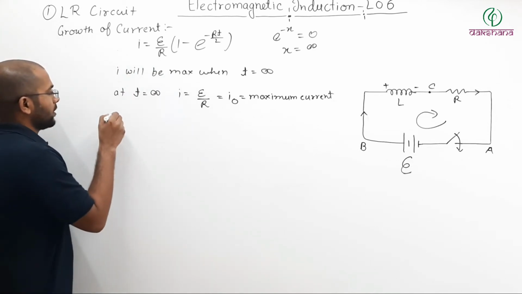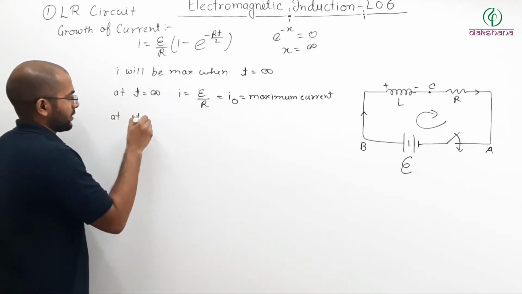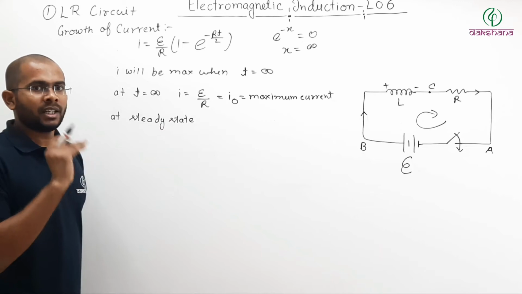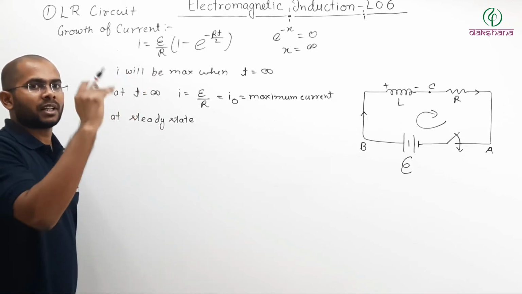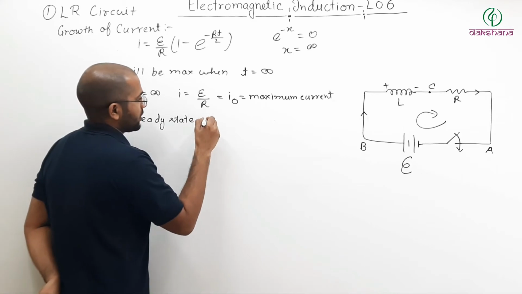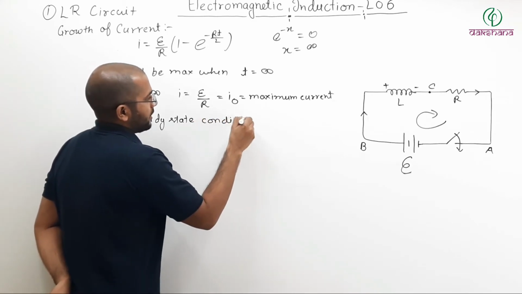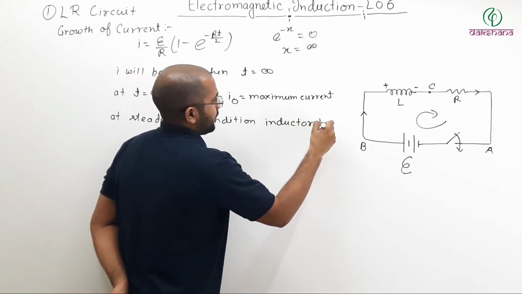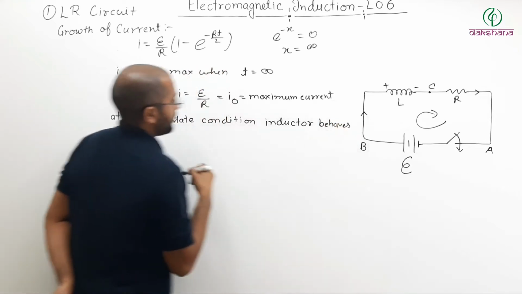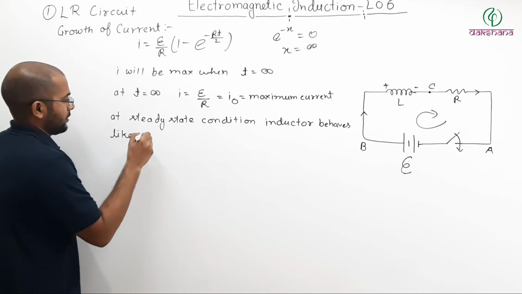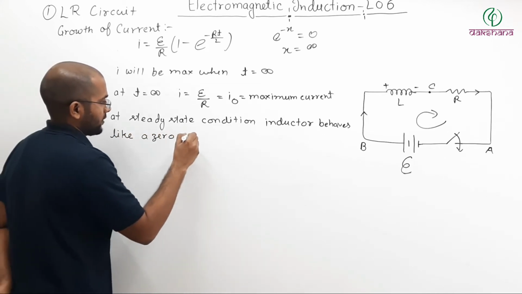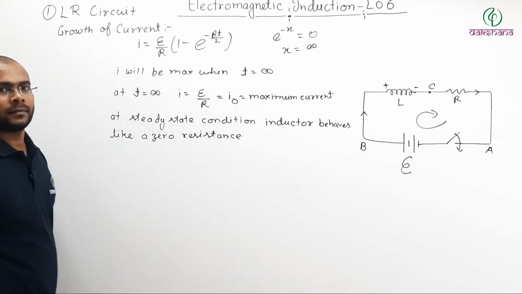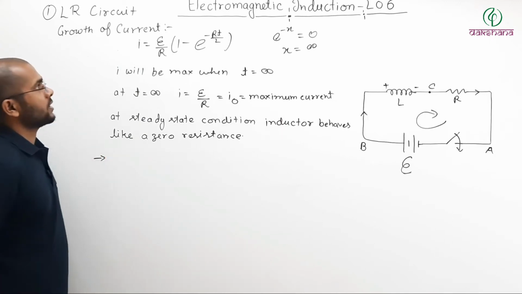So at steady state condition, what is the meaning of steady state condition? Meaning steady state current has been achieved after a long period of time. At steady state condition, inductor behaves like a 0 resistance, like this. There is one more thing that let's discuss.